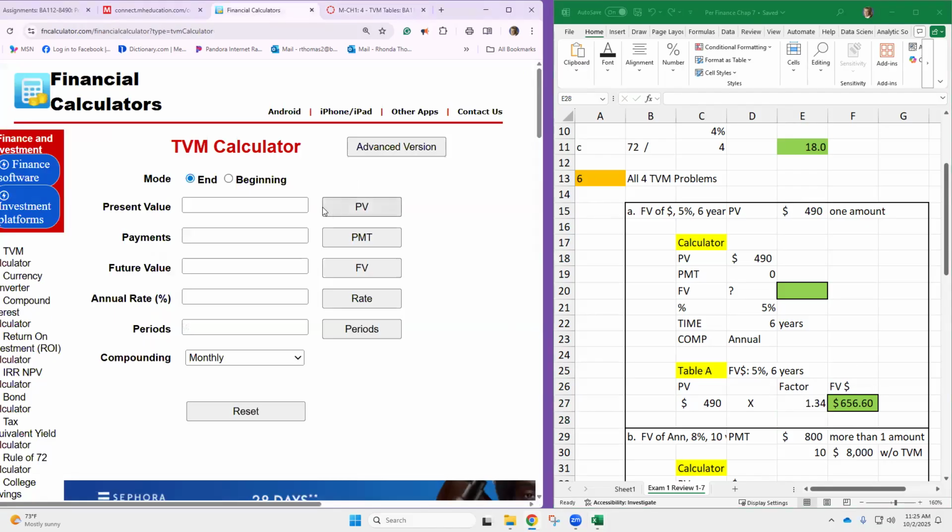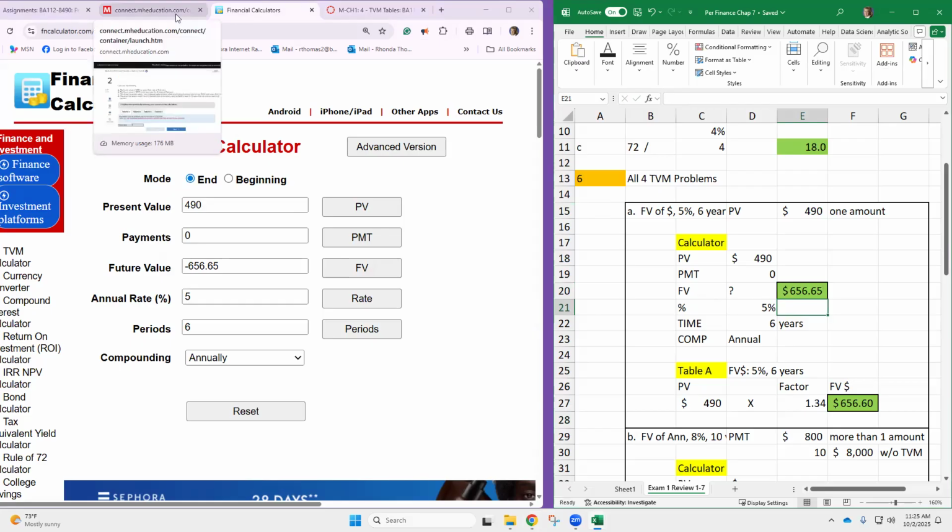My financial calculator, we're putting the amount of the present value, payments get 0. We're looking for future value. We're putting in 5% in 6 years. Be sure to change that compounding. That'll mess you up if you don't. Okay, 656.65. So it's off a nickel, right? So that's not bad. That kind of lets me know that I think I'm right. Okay, I think I would go with what the calculator said.